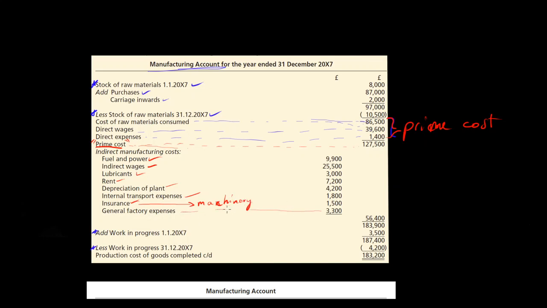So these are the general expenses like tea and coffee and stationery expenses in the factory, the basic expenses of the factory. Now remember this, we add the opening inventory of work in progress, and we subtract the closing inventory. In other types of inventory, we add the opening inventory and deduct the closing inventory.